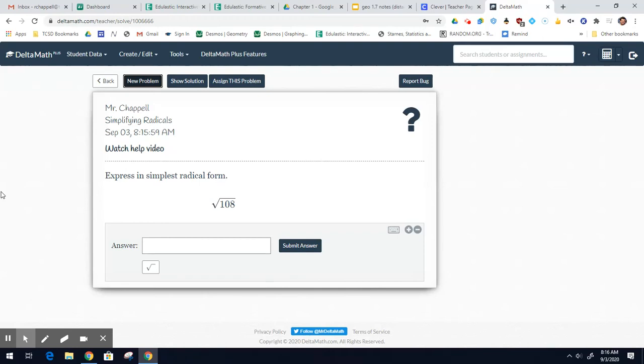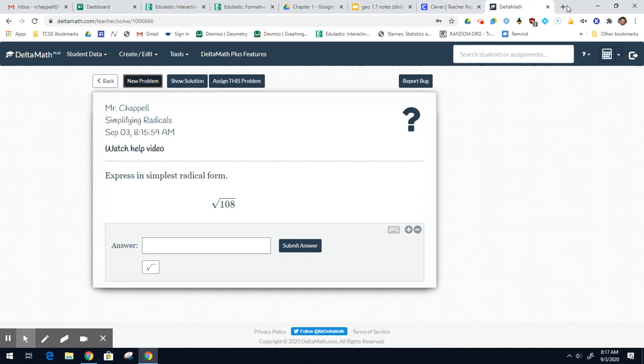All right, so geometry, to start your distance formula homework, we have to talk about expressing some radicals in simplest radical form. Because of the square root in the distance formula, some of the problems are going to ask you for simplest radical form. I need to show you what that means if you don't know. Okay, so we need to simplify the square root of 108.